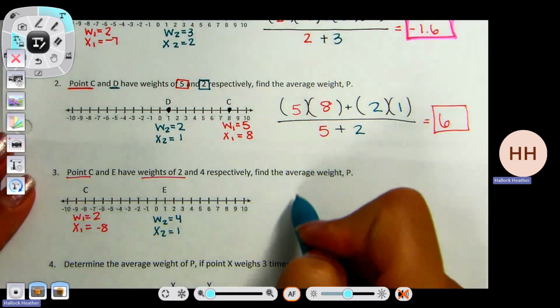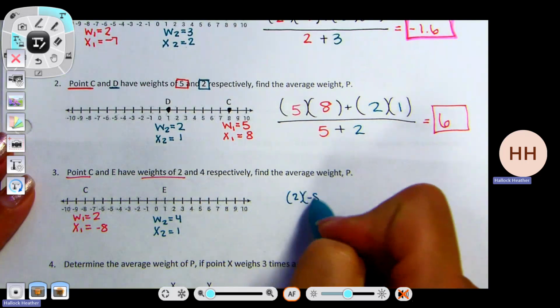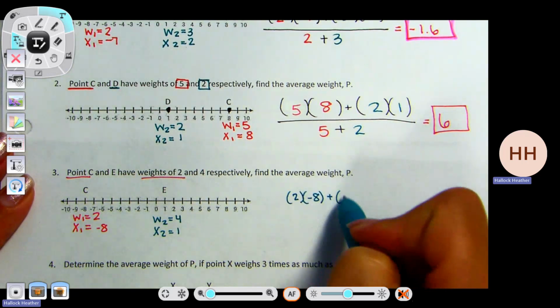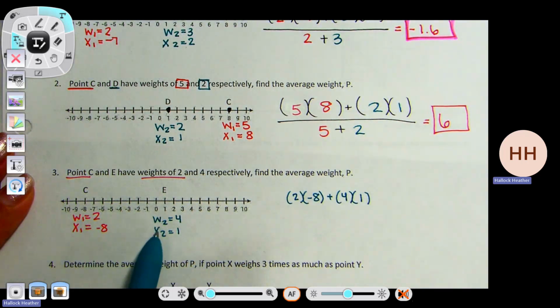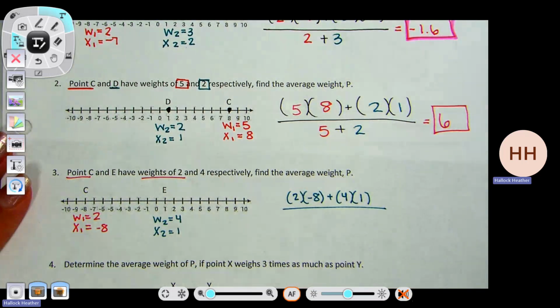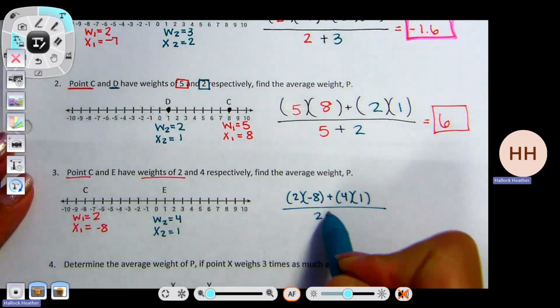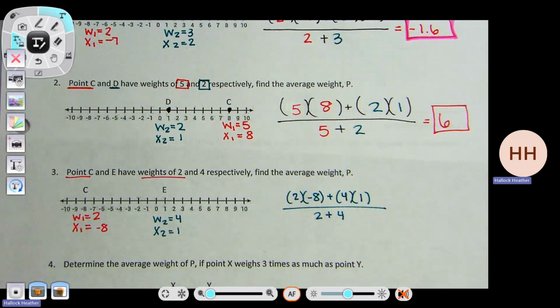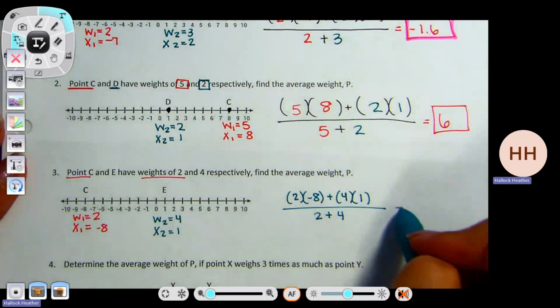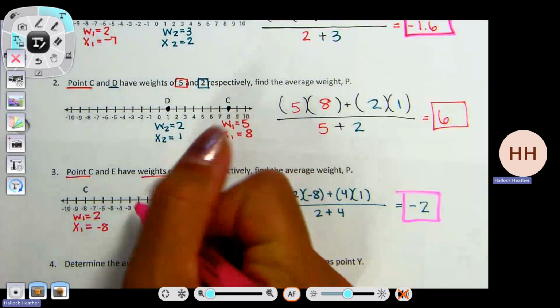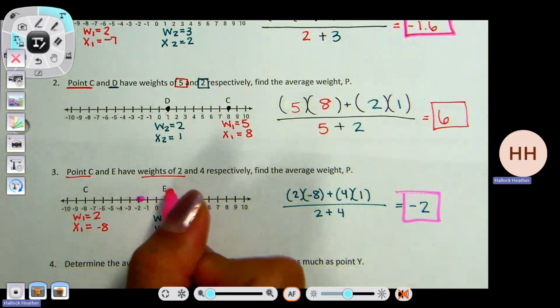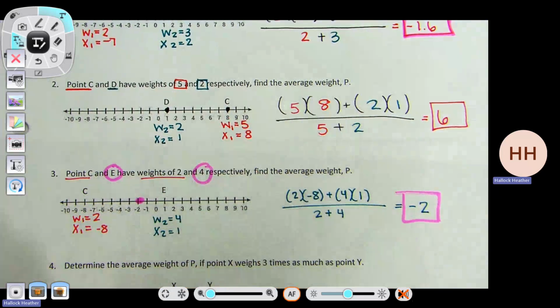So weight 1 is 2. I'm multiplying by -8. I'm adding weight 2, which is 4, multiplying by 1. These get multiplied, these get multiplied, and they're added together. Then all you're doing is dividing by the weights added together, 2 plus 4. When you put that into the calculator, what do you get? -2. If you plot that on your picture, -2 is right here, and -2 is closer to E because E has the heavier weight.